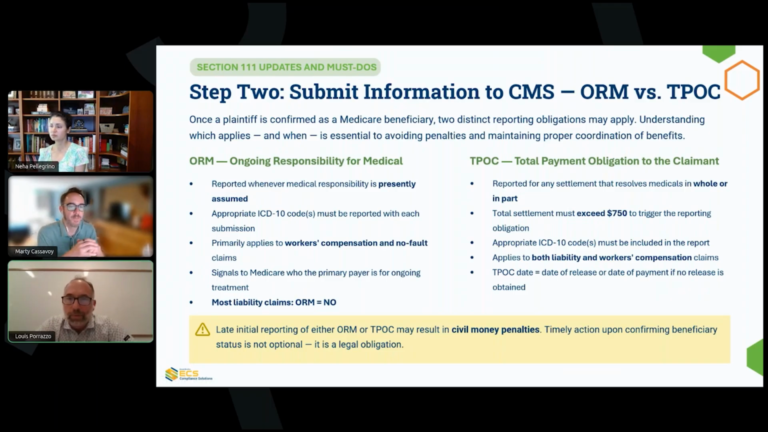So Marty, we've been through the documentation part. Let's talk about step 2 in submitting information to Medicare and ORM versus TPOC.